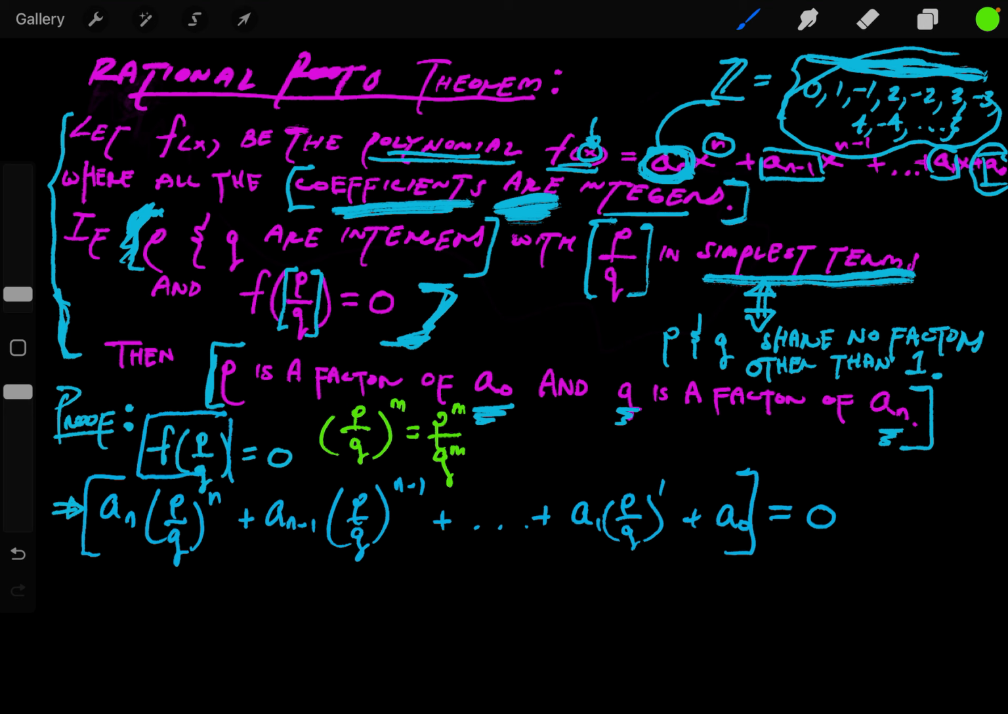How many p's are being multiplied on the top? m p's are being multiplied on the top. How many q's are being multiplied on the bottom? m q's are being multiplied on the bottom. So this identity should be easily understood.